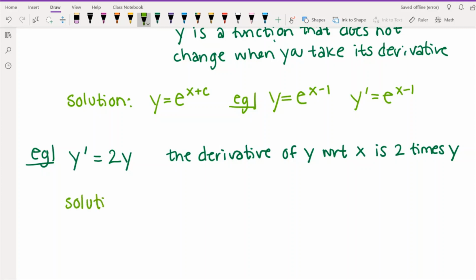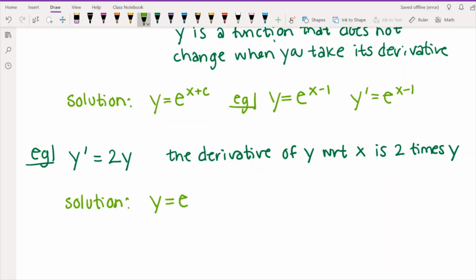So this one actually is very similar to the last one. What if we try y is equal to e to the x? That's not going to work, right? Because the derivative of e to the x is e to the x, and so that is the same as the original. We want one that when we take the derivative, we get something that is 2 times the original function. So how can we get this 2 times the original function?